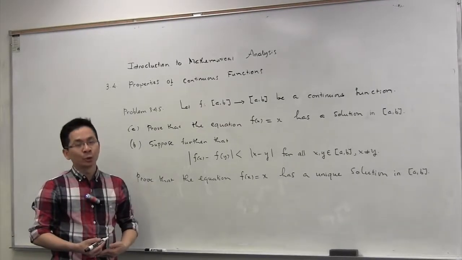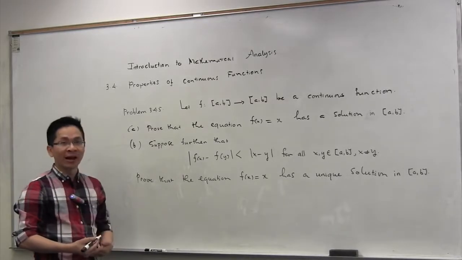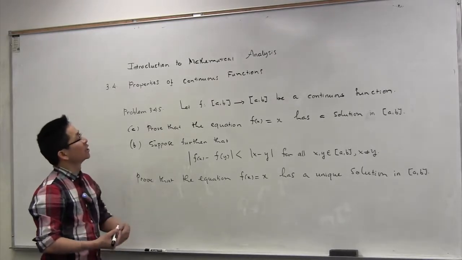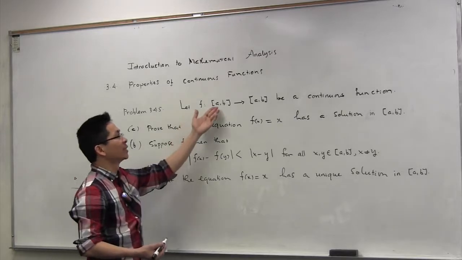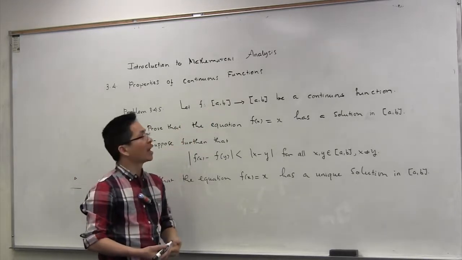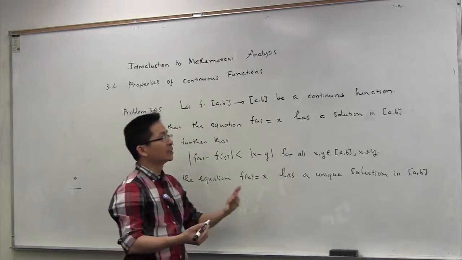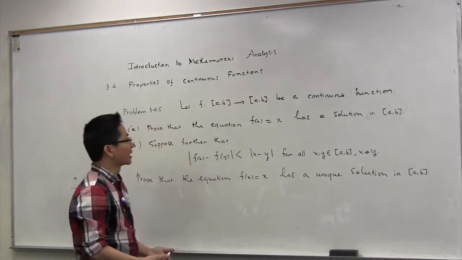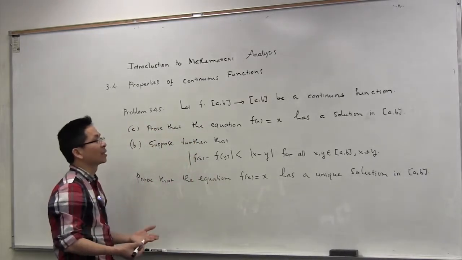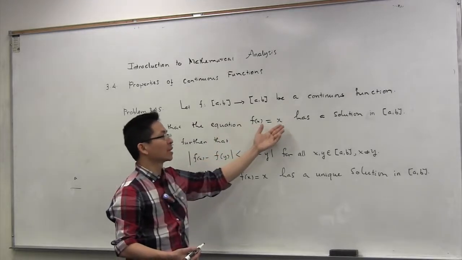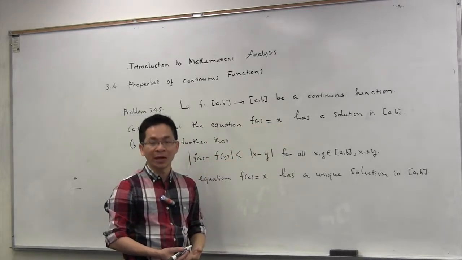In this video, we are going to work on problem 3.4.5 from the textbook. Consider a function f from the interval AB to itself, and we assume that f is continuous. In the first part of the problem, we have to prove that the equation f of x equals x has a solution in the interval AB.